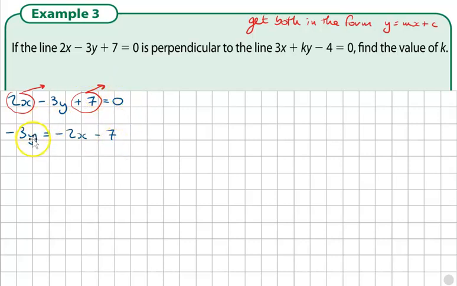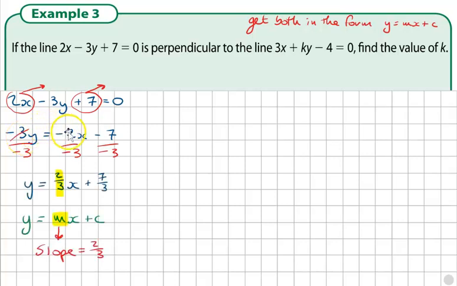Now we want to get the y on its own. We want to solve for y, make y the subject of the formula so that it's in the format of y equals mx plus c. So to get the y on its own, we have to divide by minus 3. But we have to divide each term by minus 3. Dividing each term by minus 3, minus 3 divided by minus 3 is 1. Anything divided by itself is 1. So we get 1y, or just y.